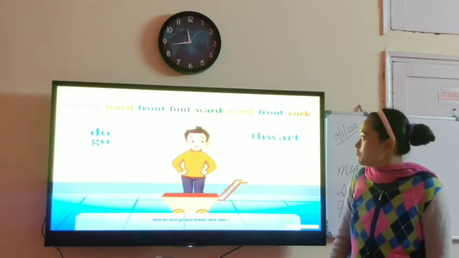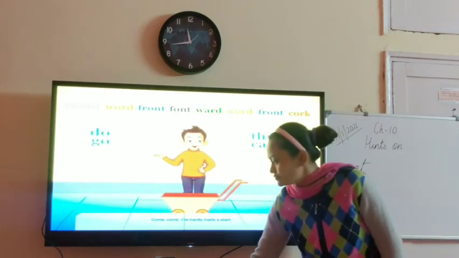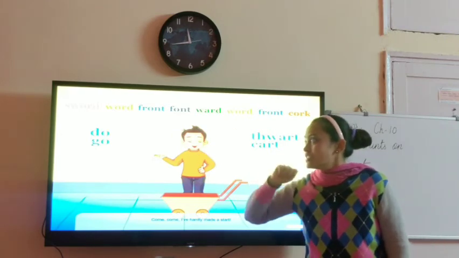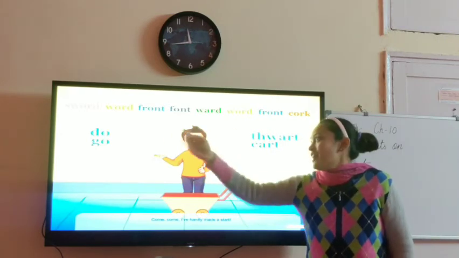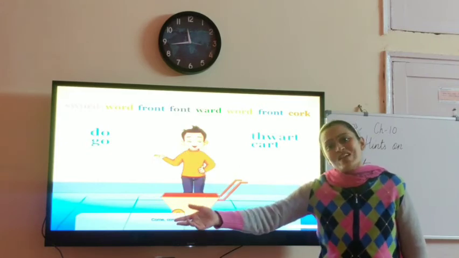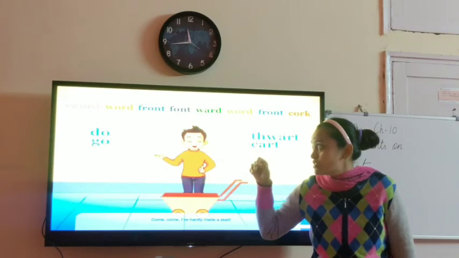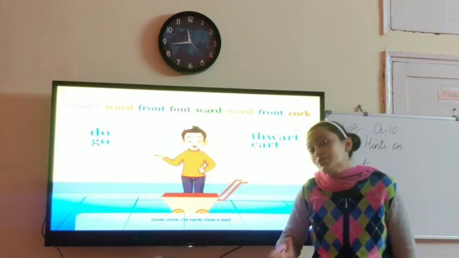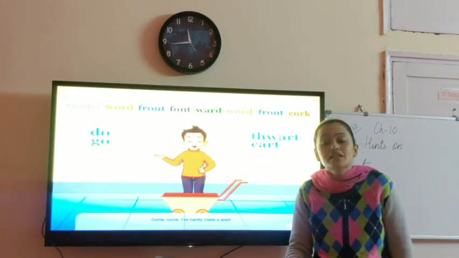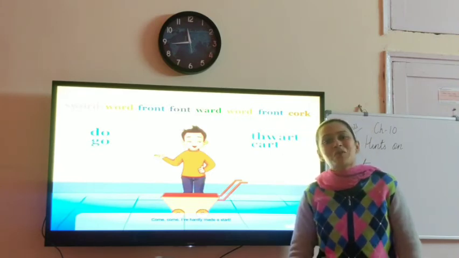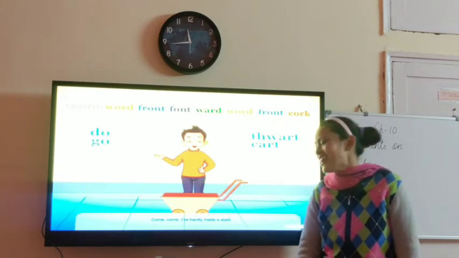Do and go, thwart and cart. So if you see, children, another group of words, do. D-O is do and G-O is go. There's almost no difference. They should be pronounced almost similarly, but no, they are pronounced differently. That's the beauty as well as the complexity of the English language.